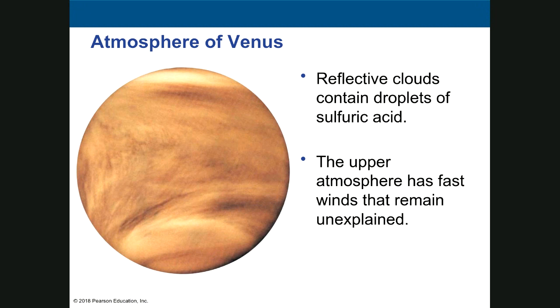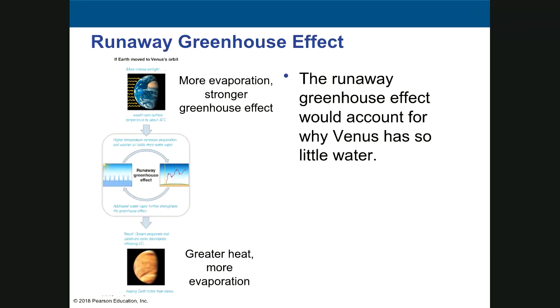So reflective clouds contain droplets of sulfuric acid. That's not fun. And the upper atmosphere has fast winds that remain unexplained. So there's a lot we don't know about Venus. But if the winds are fast enough on Venus, that might be helpful in keeping something afloat, like an airplane. But someone's got to be pro-colonizing Venus. I suppose that might be me. But yeah, the runaway greenhouse effect would account for why Venus has so little water.